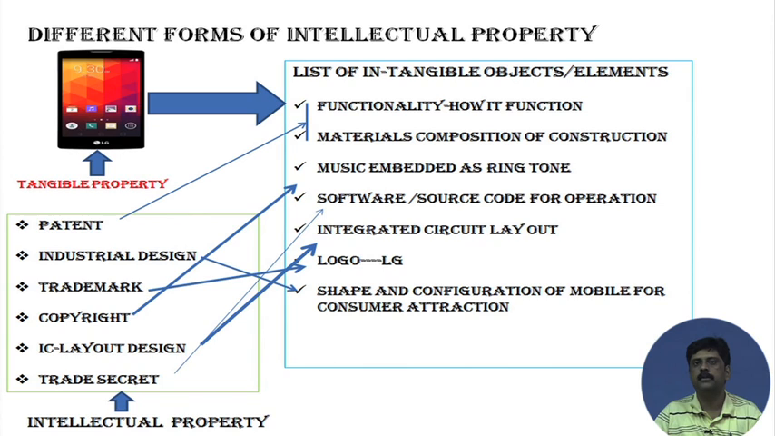So that way, for maximum utilization of those intangible objects or elements associated with that, we are justifying that we have to provide some sort of exclusive right over those intangible objects to the person who has created them, and ultimately we got that mobile in the tangible form. So there lie the different forms of intellectual property that are embedded within that tangible object.